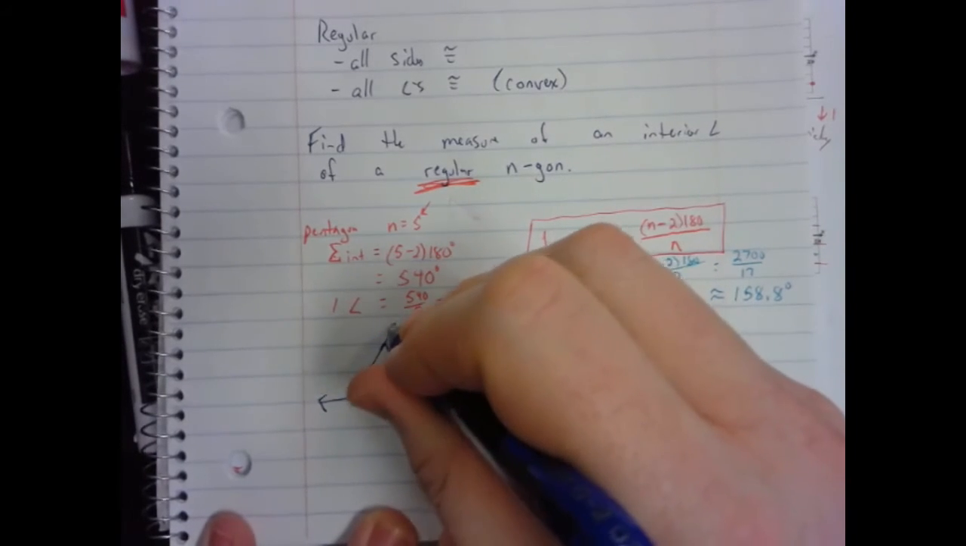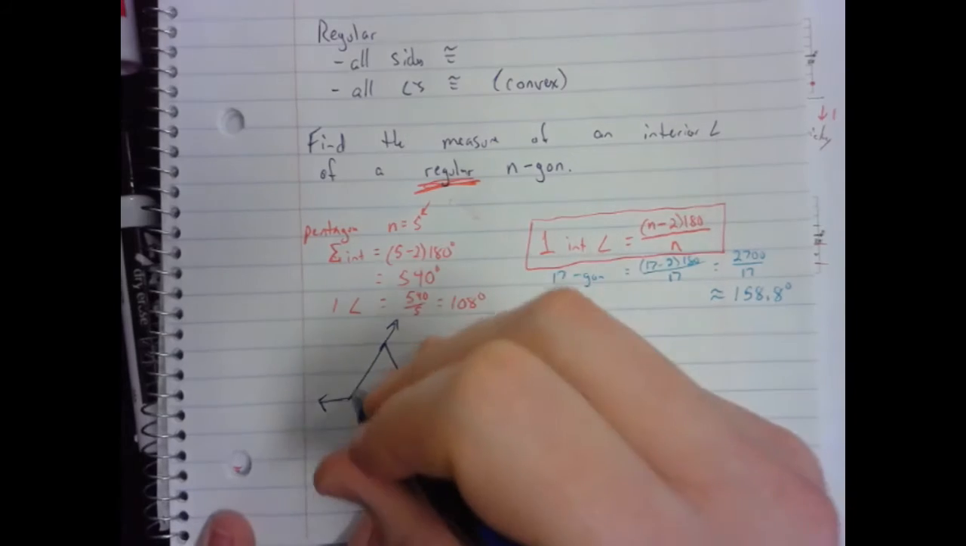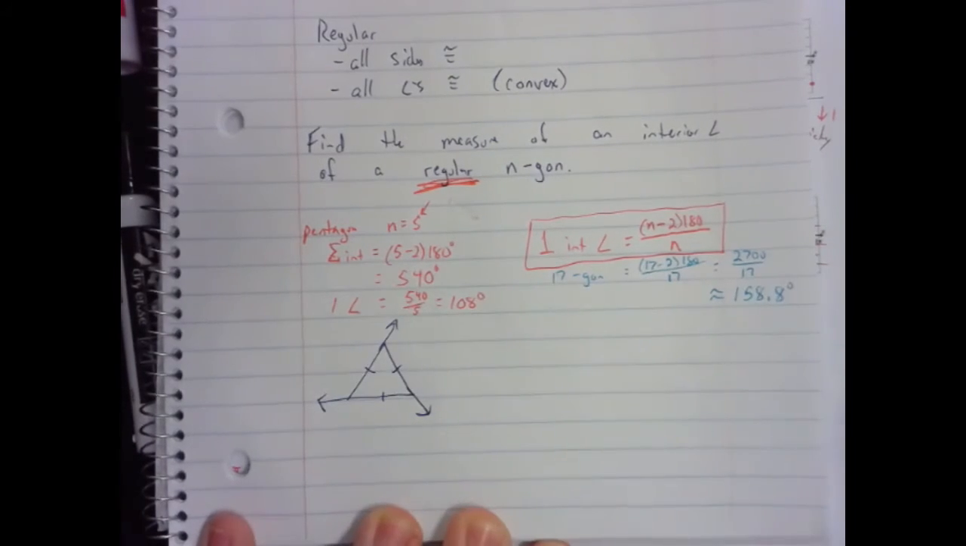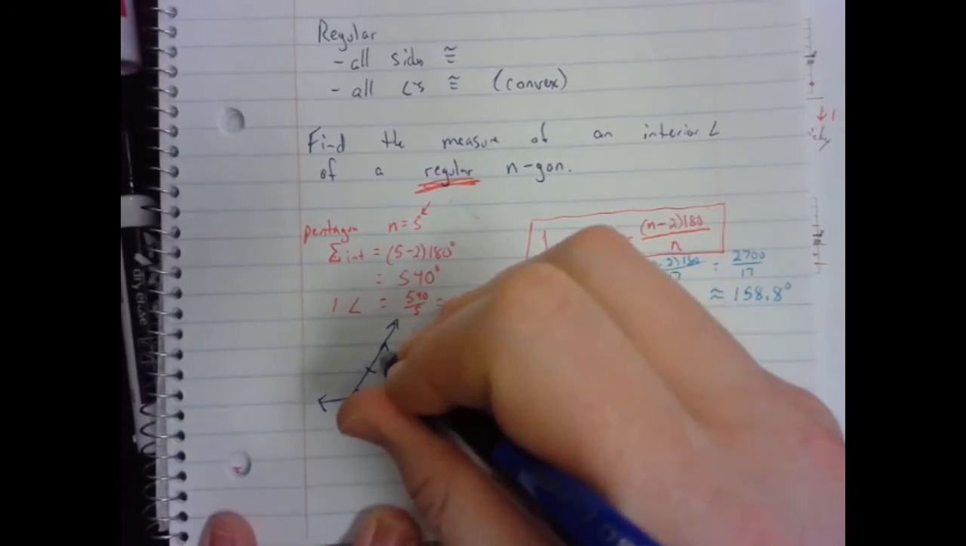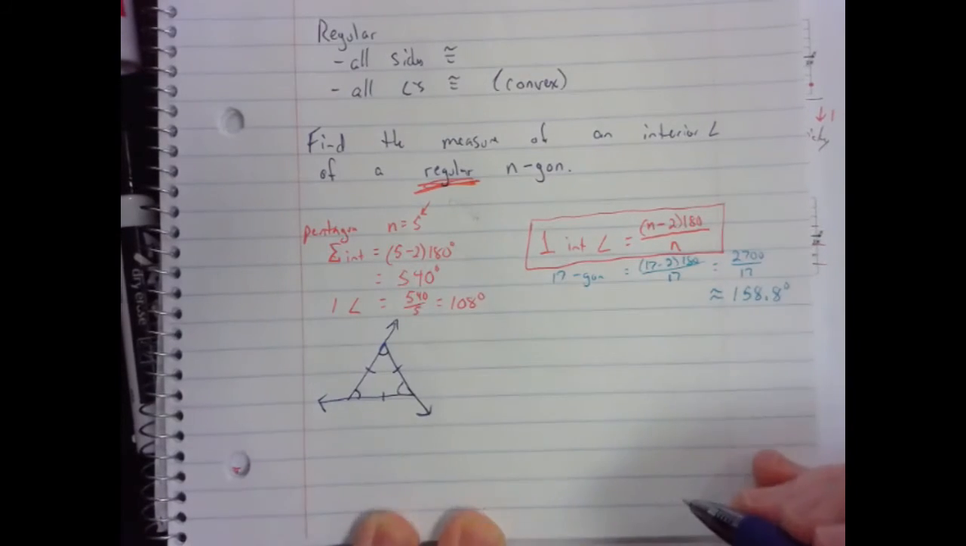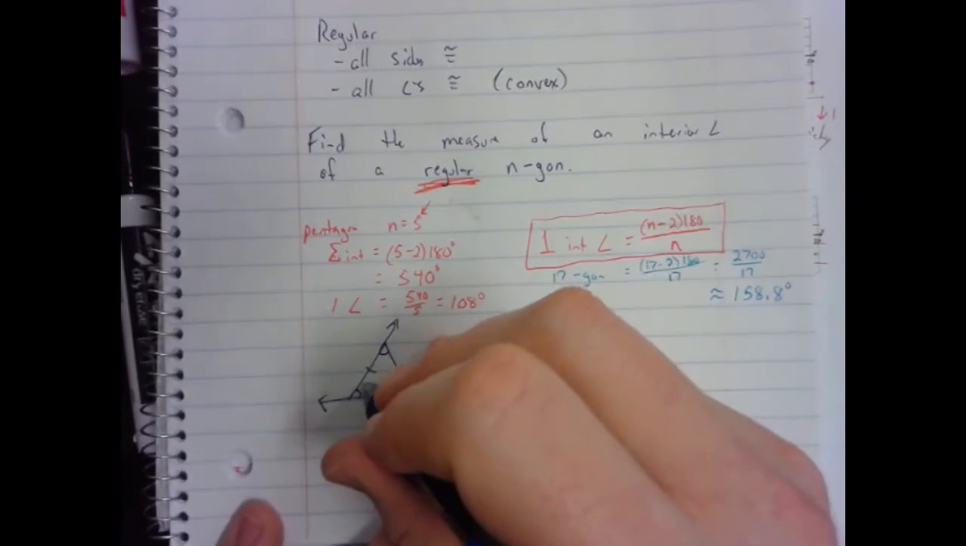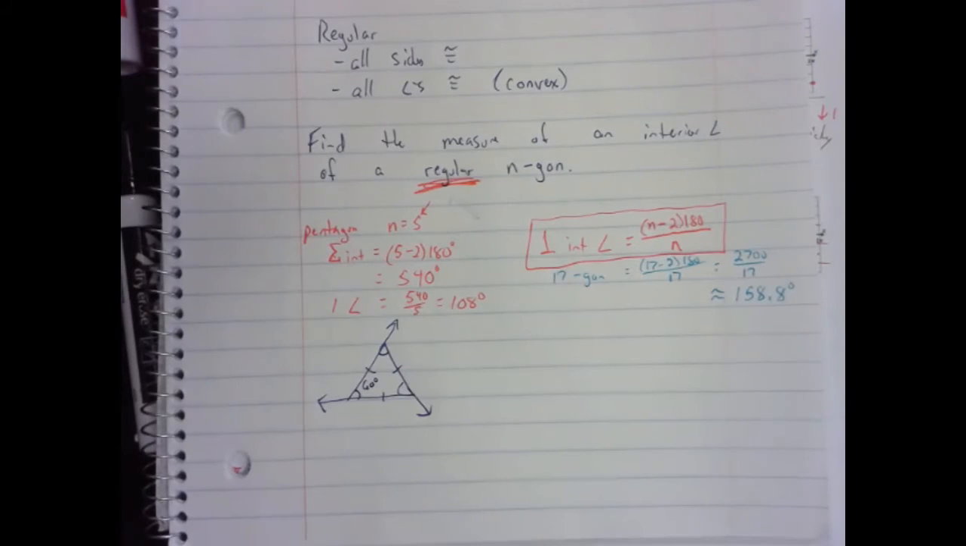And it's not just any triangle. This is going to be a regular triangle, so all three sides are congruent. It's equilateral. It's also equiangular. So we already know, equilateral triangle, boom, every angle here is 60 degrees.